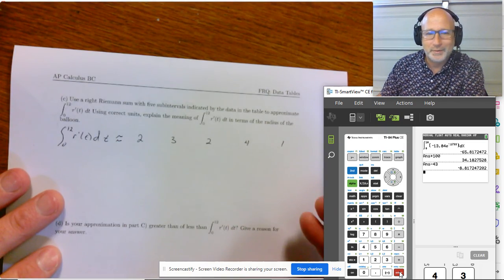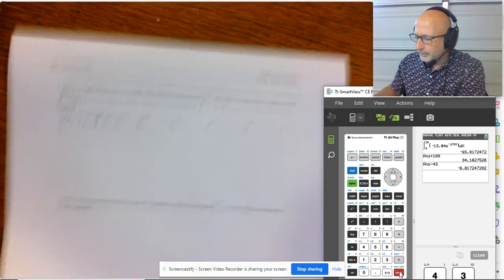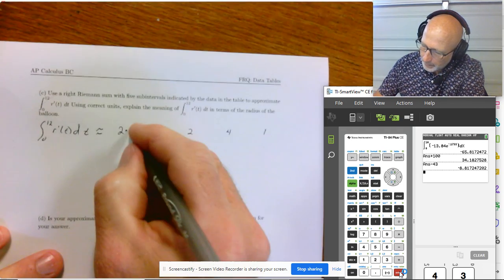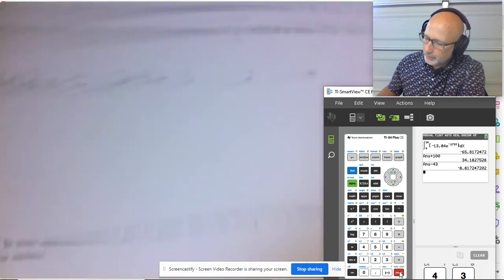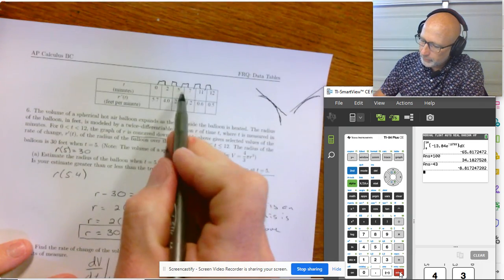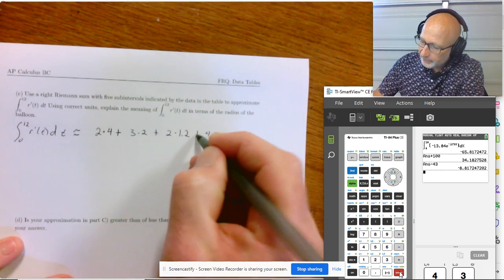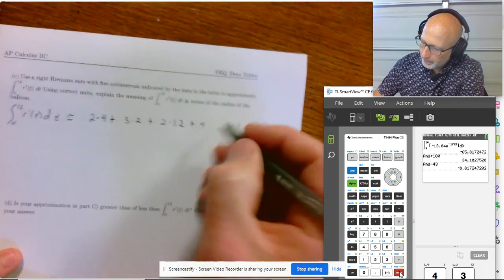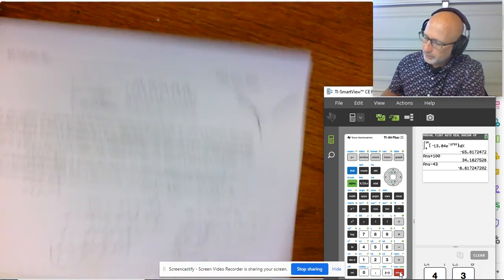If you don't like what I'm doing, don't do it this way. I just don't want to flip it back and forth so many times. Okay, so right Riemann sum. The first interval is 2 times the right, so times 4. And then plus, the next interval is 3 times the right, which is going to be 2, plus the length of 2 times the right one, which is 1.2, plus 4, that's the length from there, times 0.6, plus the last one, which is 1 times the right, which is 0.5.